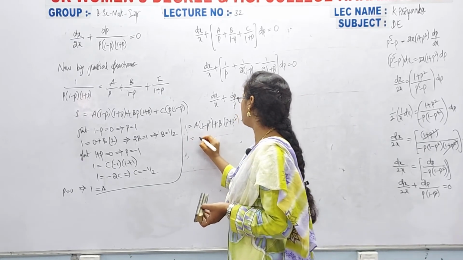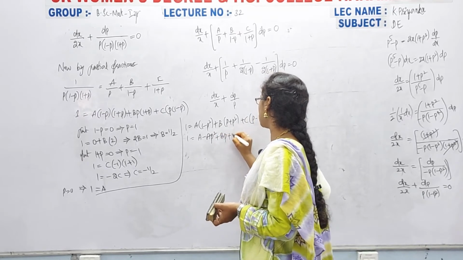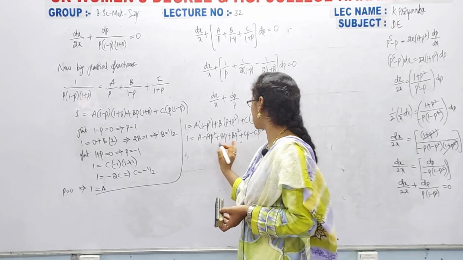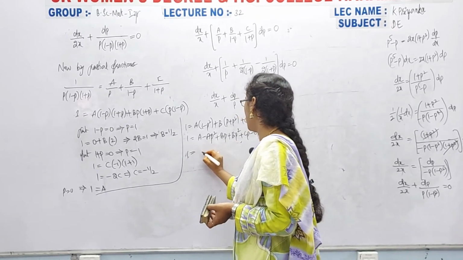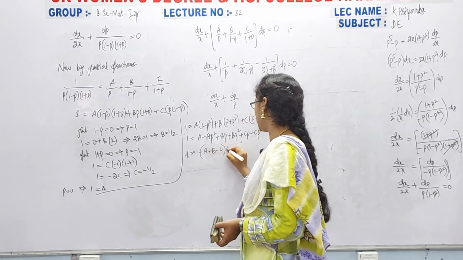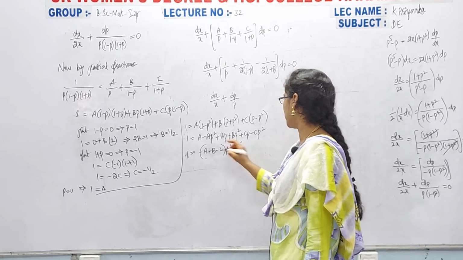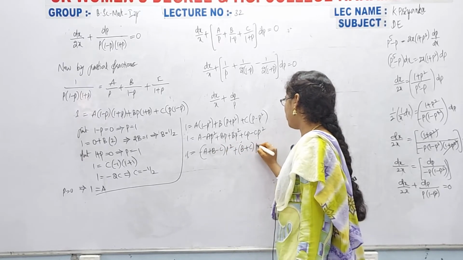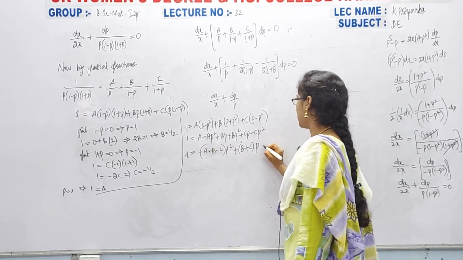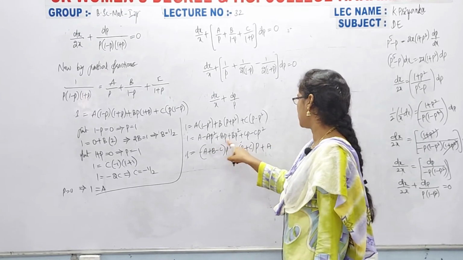So 1 is equal to A minus AP square plus BP plus BP square plus CP minus CP square. Just writing 1 equal to, with the P square terms set aside: minus A plus B minus C of P square, plus the P terms, B plus C of P, and the next constant, A, that's it, plus A.